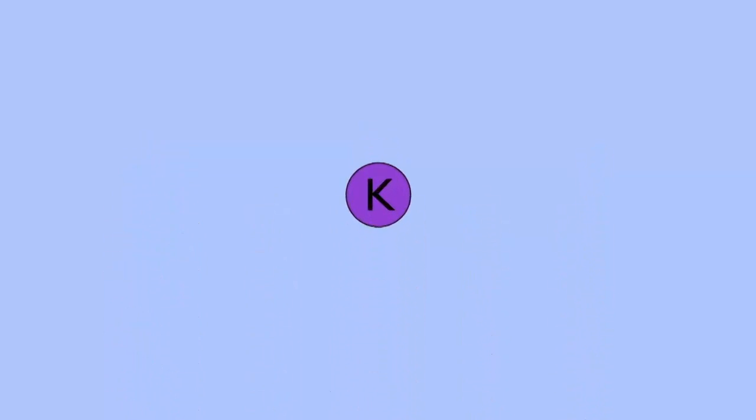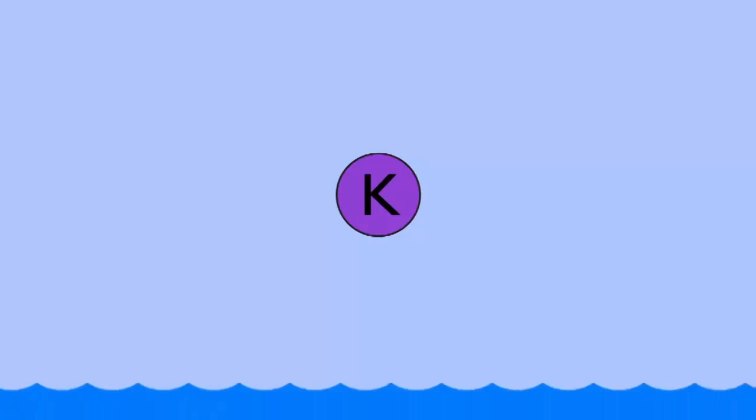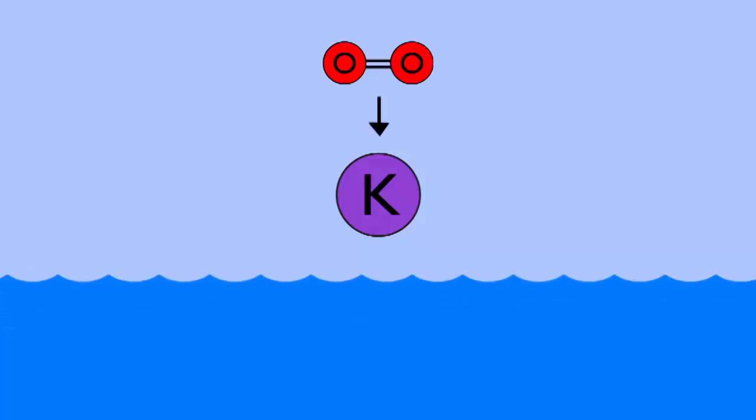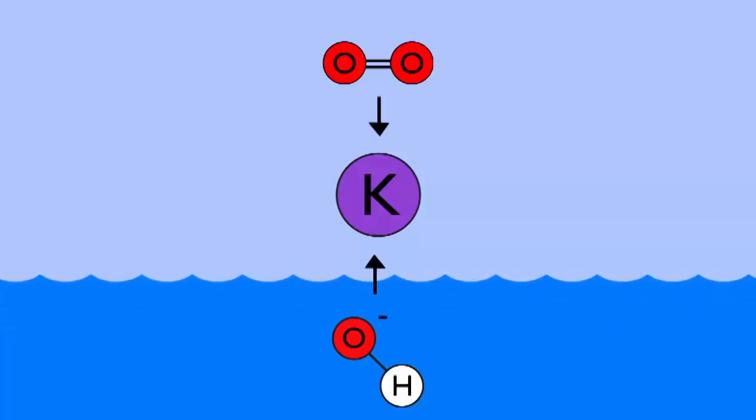When quite a reactive metal is displaced, it will often try to react with other elements that happen to be around. Quite a lot of the time, that's oxygen from the air or hydroxide from water.